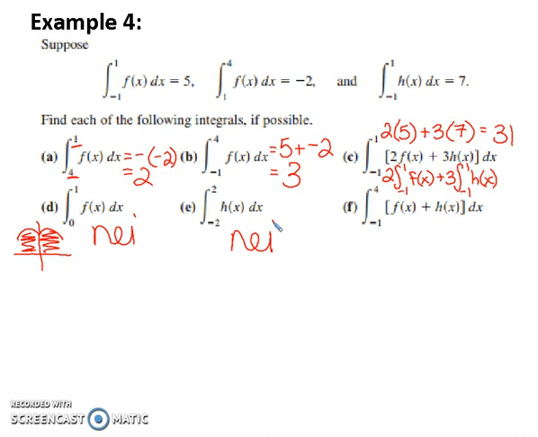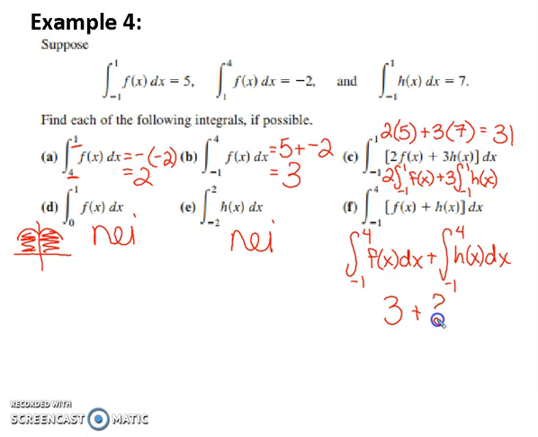Well, if I use what I did on C and I separate those, I know from B that the integral from -1 to 4 for f of x is a positive 3. What I don't know is the integral from -1 to 4 for h of x. And again, I have no way of finding it because I only have information for -1 to positive 1 for h of x. So since I'm not able to find that, this one as well would be not enough information there.